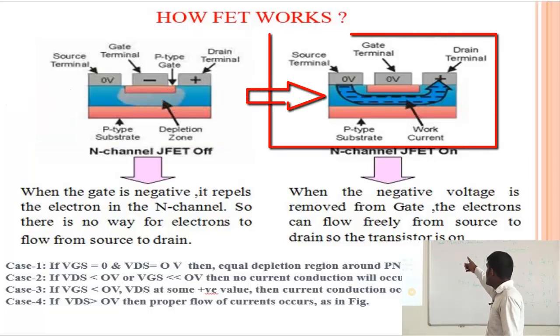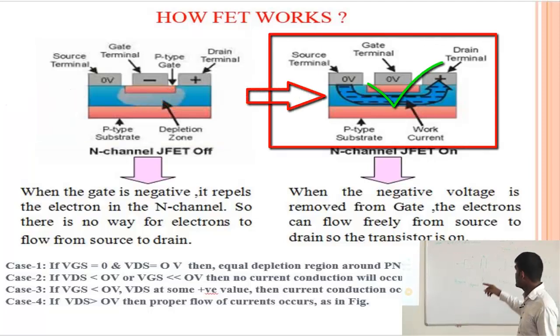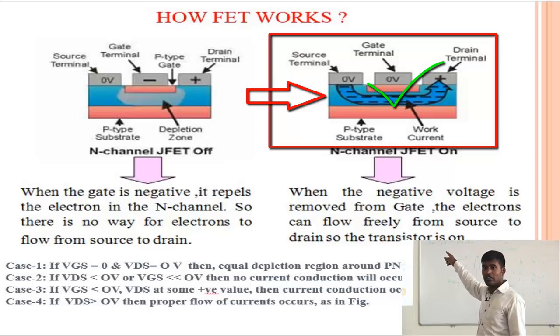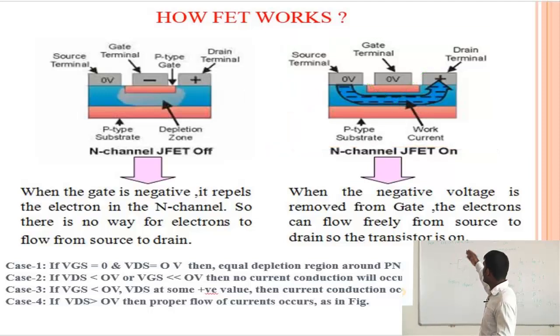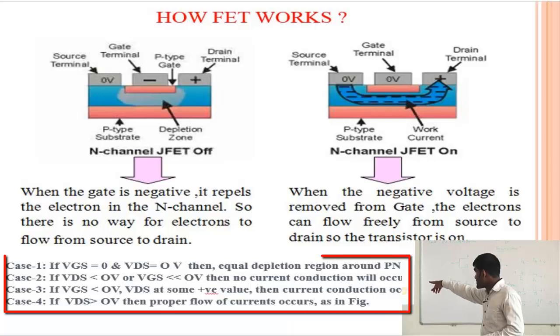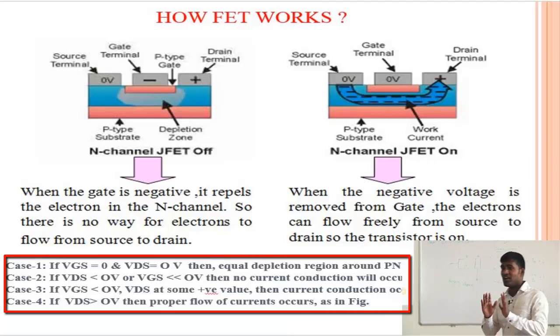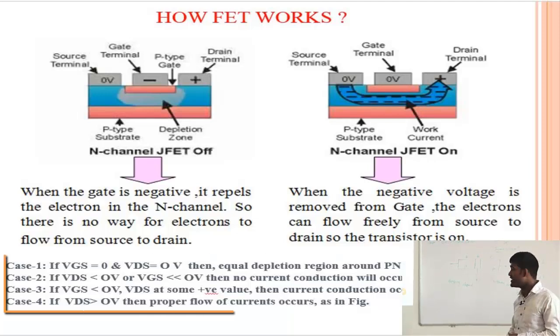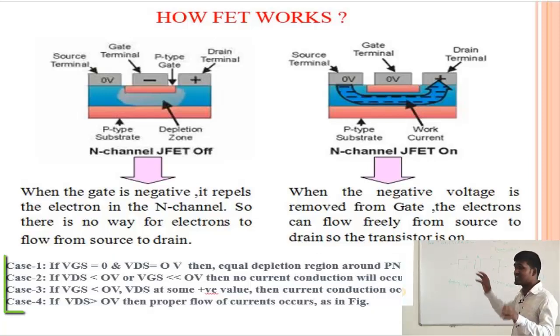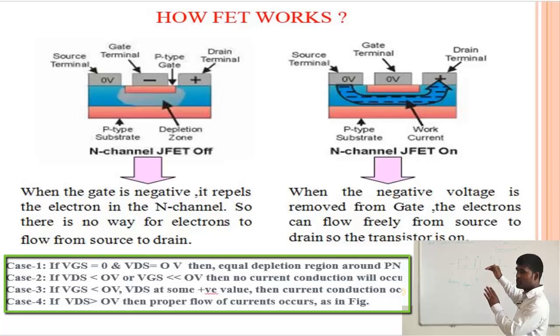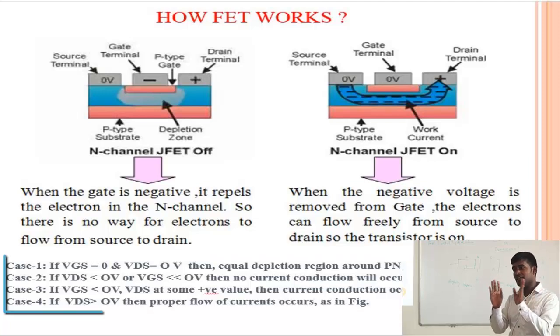In another case, if I increase the gate value to 0 volt, electron charge carriers are flowing. In the opposite direction, current conduction will occur. So source, gate and drain. Next, 4 cases are there. If I give VGS equal to 0 and VDS equal to 0, the initial case, both are in 0 condition. What happens? Equal depletion region around the PN junction. Source has some depletion region, drain side has some depletion region, so it should be in an equal manner.